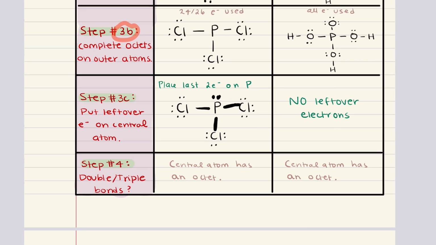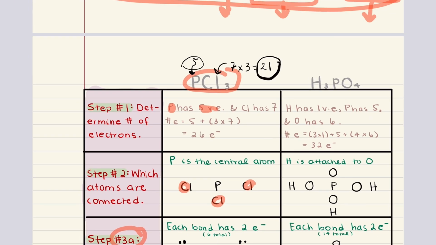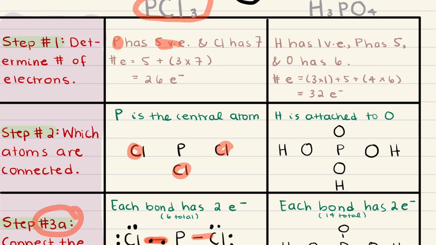Let's do another one. This one right here, H3PO4, phosphoric acid. Let us draw the Lewis structure for this molecule. Again, we start off with our good old step 1: determine the total number of electrons in the molecule or ion.